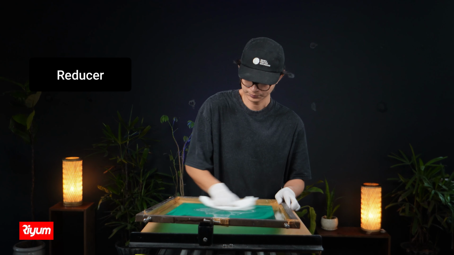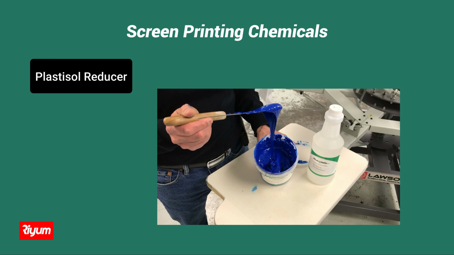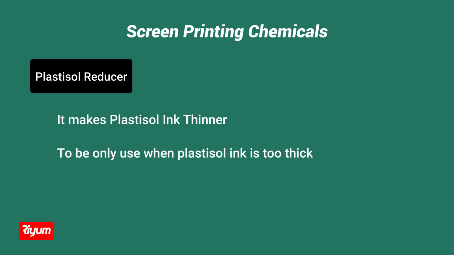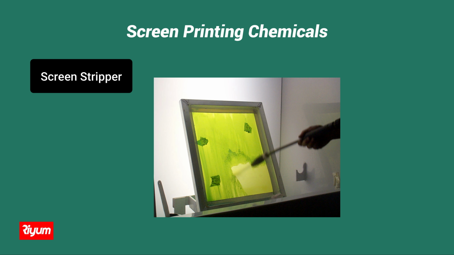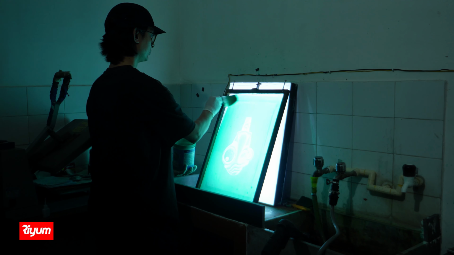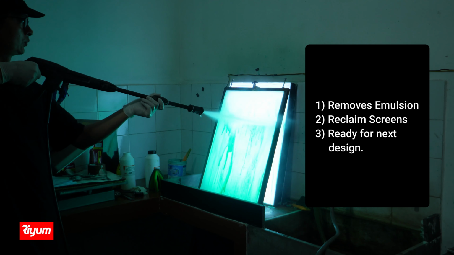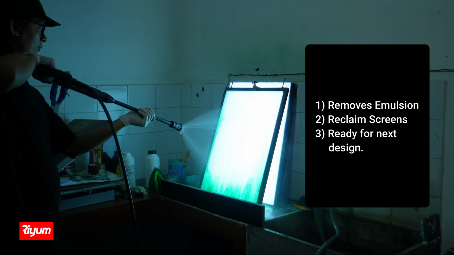And then you'll need, again, the plastisol reducer. If you're using plastisol ink, then you will need this chemical, because sometimes certain colors in plastisol are very thick, and this plastisol reducer helps to make the overall ink a little bit thinner. And then we have the screen stripper. Screen stripper is about removing the emulsions from the screens so that we can reclaim or reuse the screen for our next design. Okay, as simple as that.